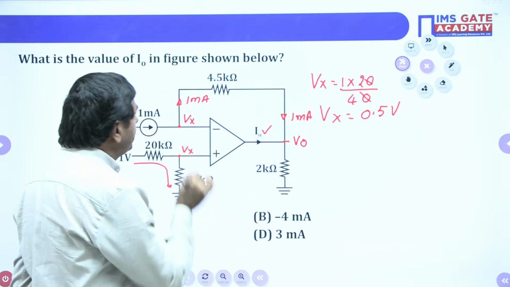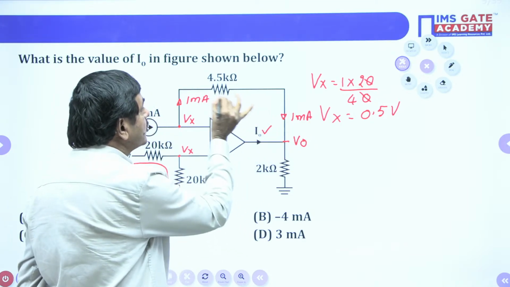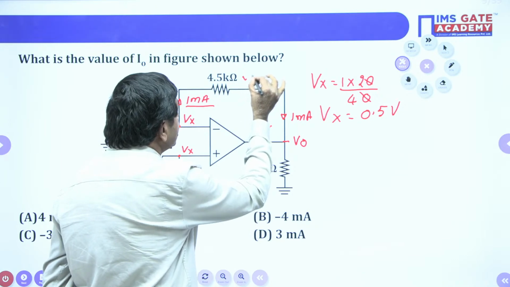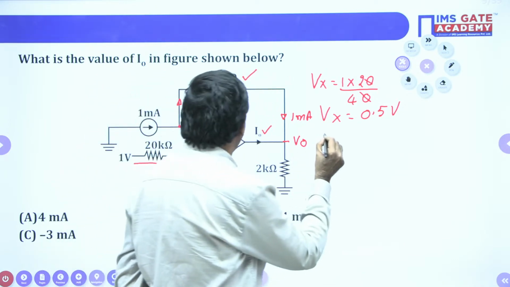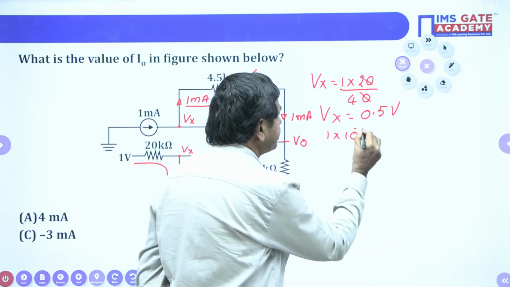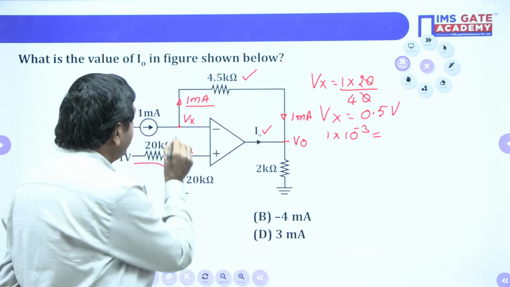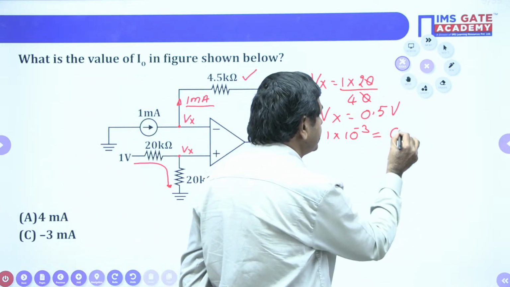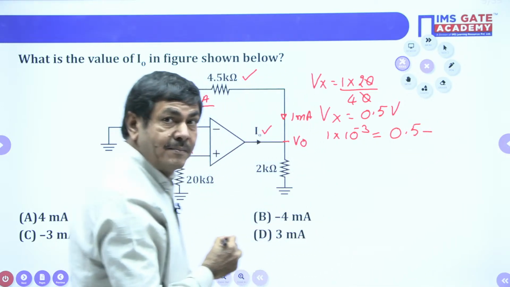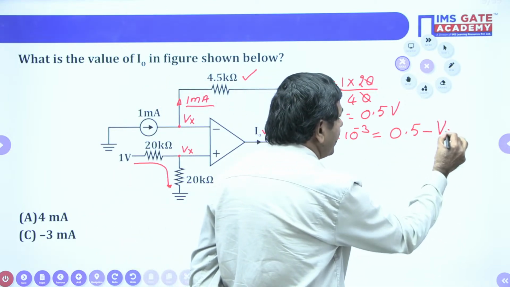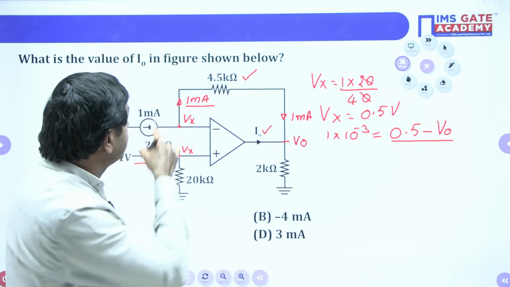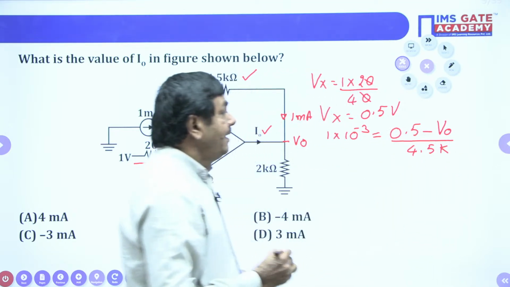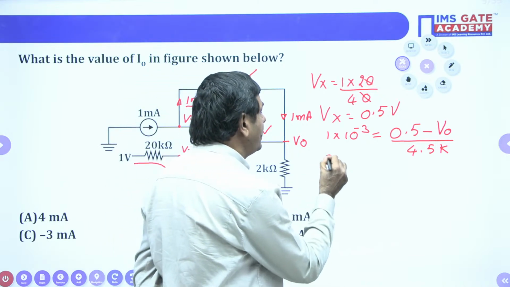Now the point I wish to say: by using this node, this node and this current, I wish to measure V naught. We know very well this current is 1 milliampere. Current across the 4.5 kilo ohm, how much? Anybody can say 1 milliampere equals the difference of this voltage divided by resistance. Vx we know very well, Vx is 0.5. So 0.5 minus V naught, divided by the resistance, which we know is 4.5K. Now 0.5 minus V naught equals how much?